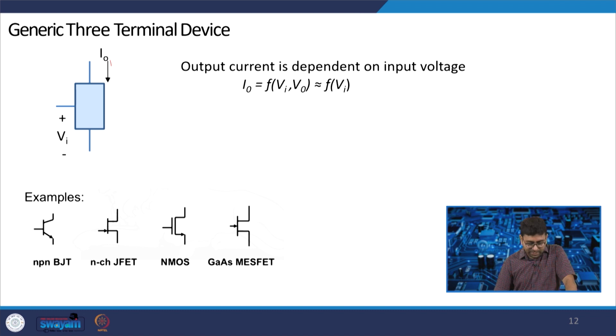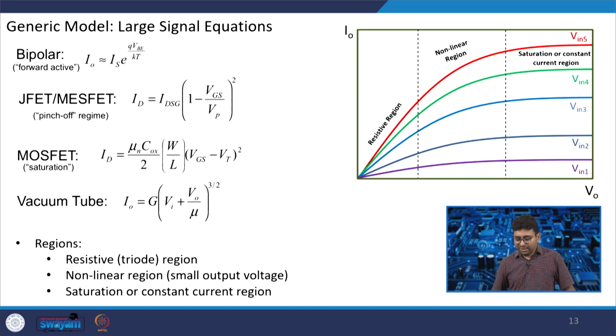There are 4 types of devices that can be given as examples here: NPN BJT, N channel JFET, NMOS and gallium arsenide based MOSFET. These are the symbols used in the circuit for each device. For any generic device, we have a certain type of IV characteristics, meaning output current versus output voltage characteristics, which are a function of the input voltage, and that can be given by this diagram.